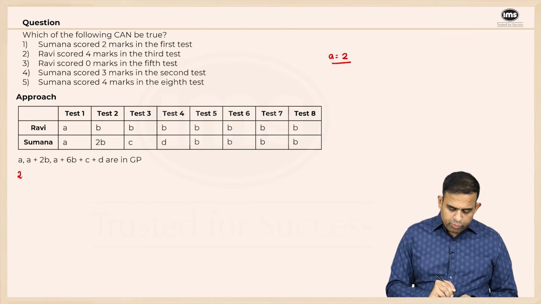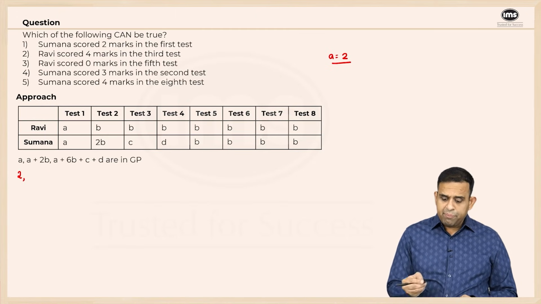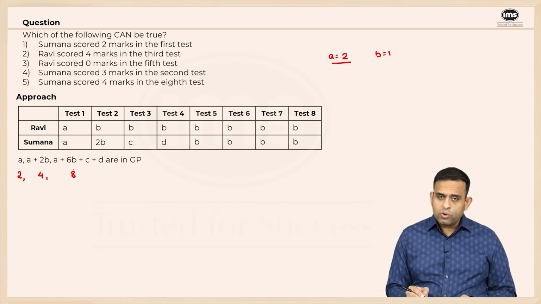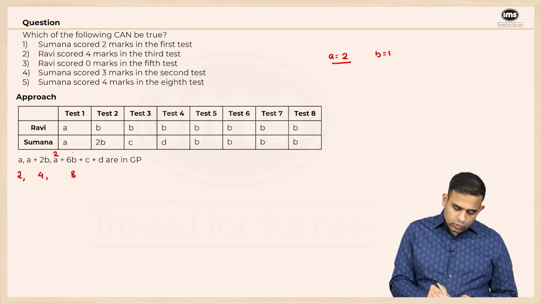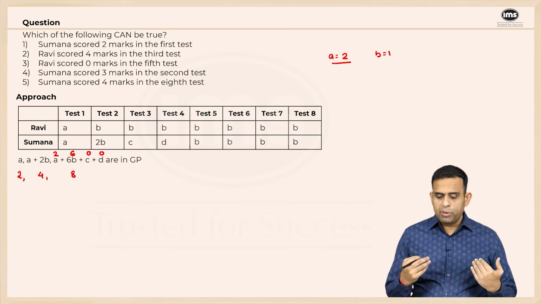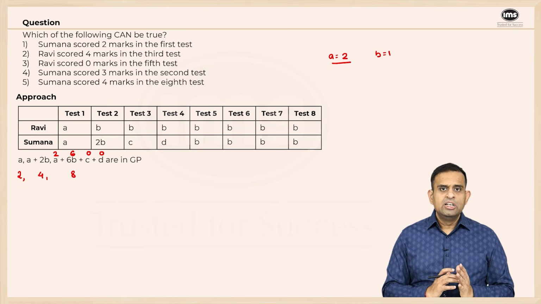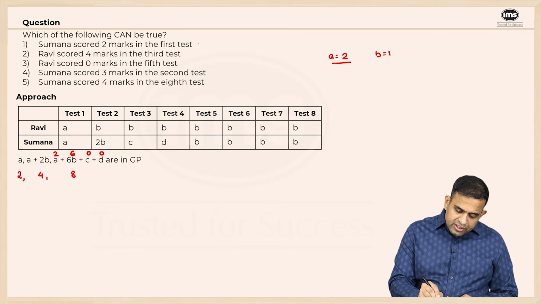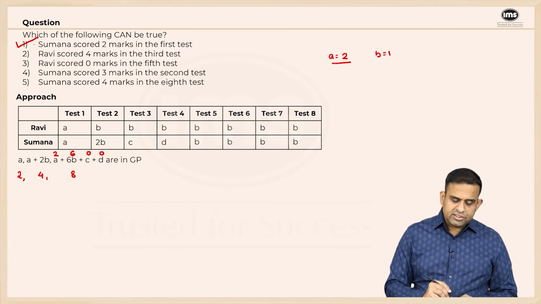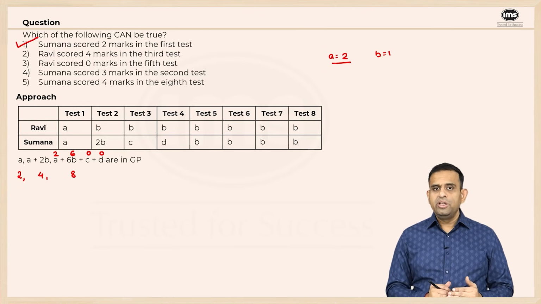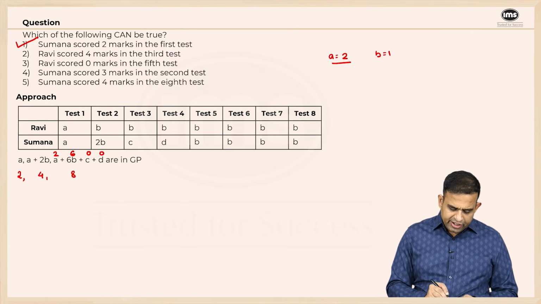If I take a equals 2 and b equals 1, this will become 2 plus 2, which is 4. Then this part must be equal to 8. So 2 plus 6 plus 0 plus 0. So this is definitely going to be possible for a equals 2, b equals 1, and c and d equal to 0 each. This is very much possible. And if this is possible, option number 1 definitely has to be the answer. No need to explore the other options. But yes, we can verify.